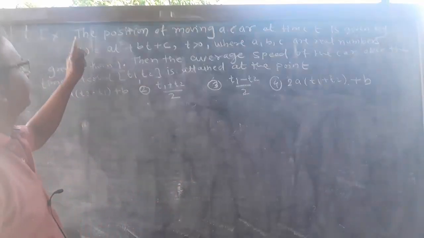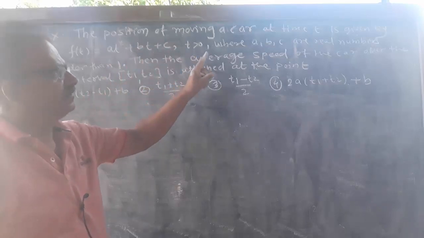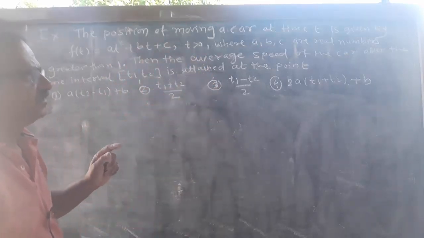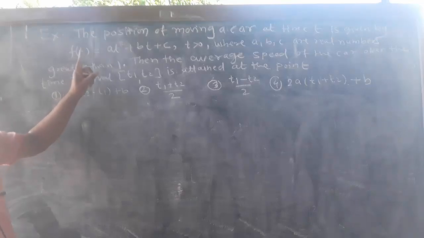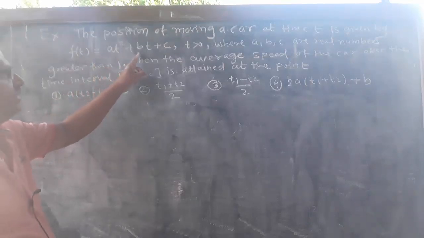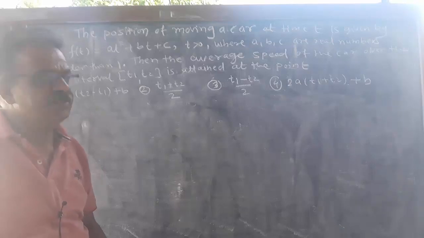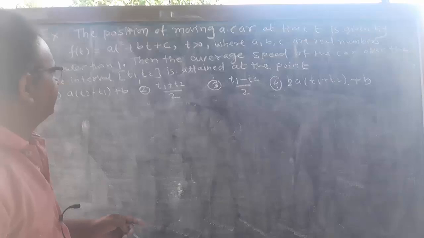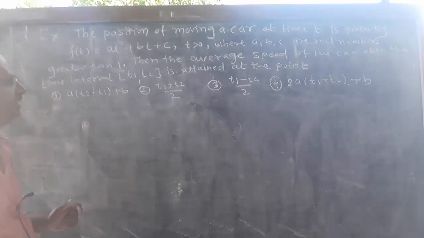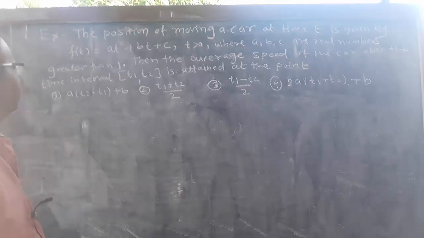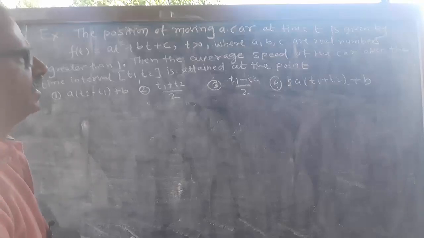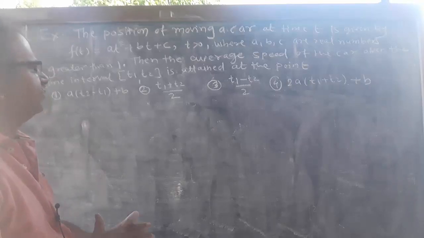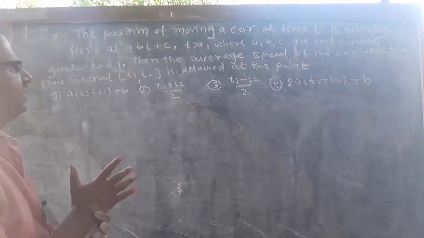Our example is the position of a moving car at time t, given by f of t equal to at square plus bt plus c for t greater than 0, where a, b and c are real numbers greater than 1. Then the average speed of the car over the time interval [t1, t2], a closed interval of course, is attained at the point.